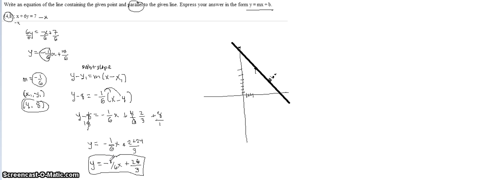So, anyway, this would be all that this problem asks for. Negative 1/6 x plus 26/3.